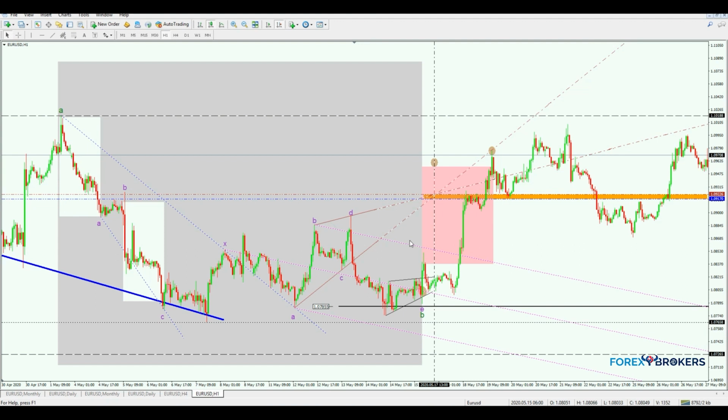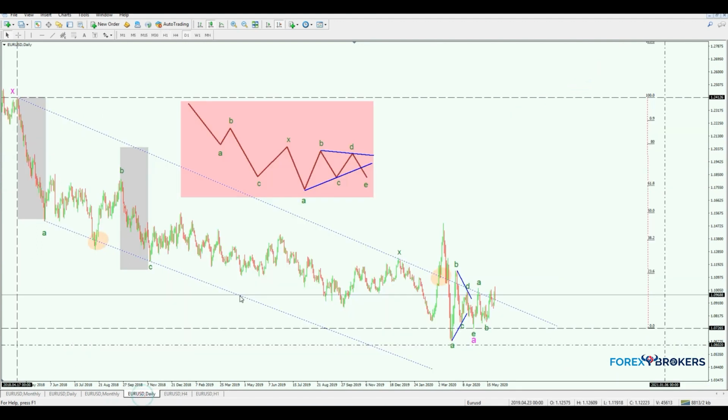Double combinations, once again, are complex corrective forms that have two simple corrections. The first one is not confirmed by the X wave, not confirmed by the price action. So these two simple corrections are connected by an intervening wave, the X wave. The X wave on its own is a complex correction. Rarely is it a running pattern. In other words, it must end in the territory of the previous ABC.